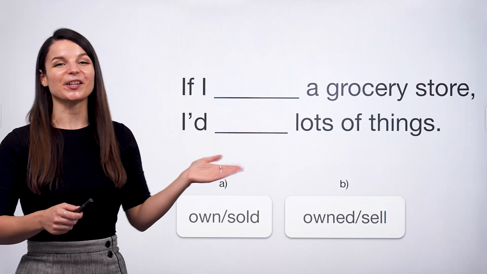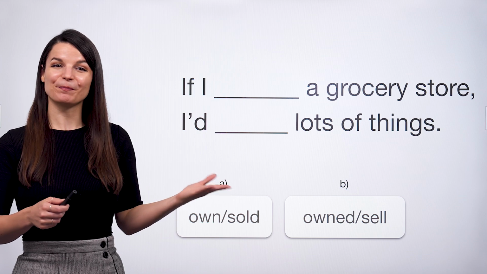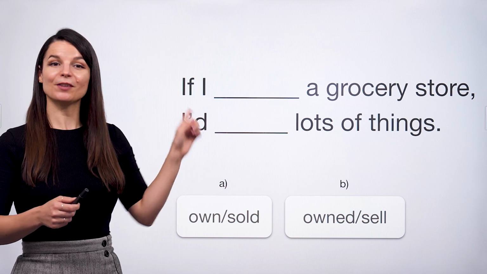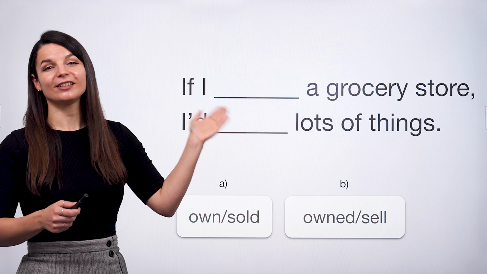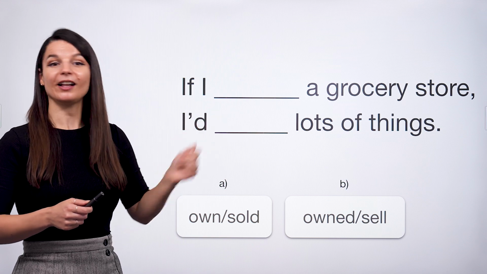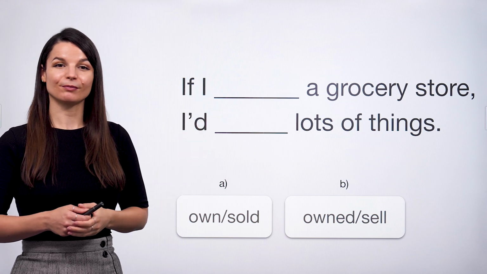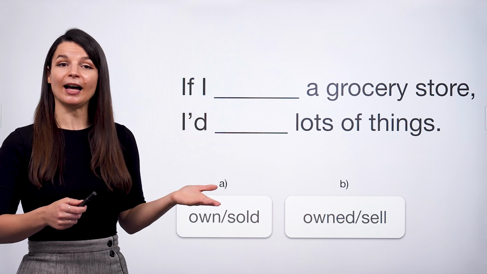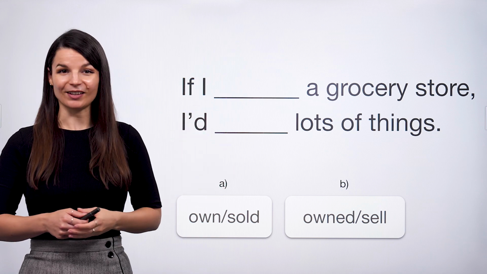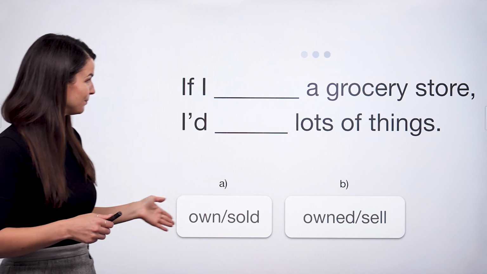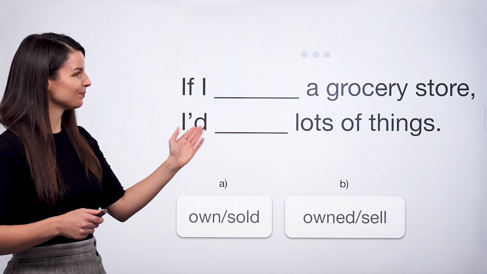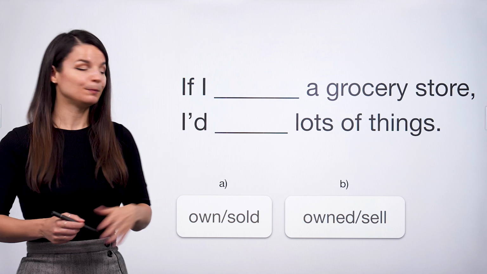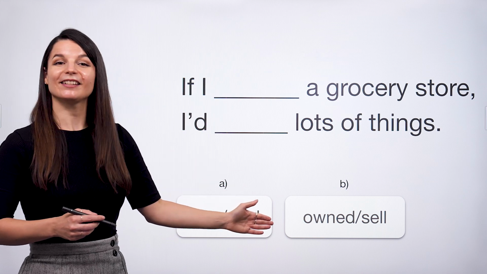Choose the best answer to complete the sentence. Ready? If I, a grocery store, I'd, lots of things. Owned and sell.